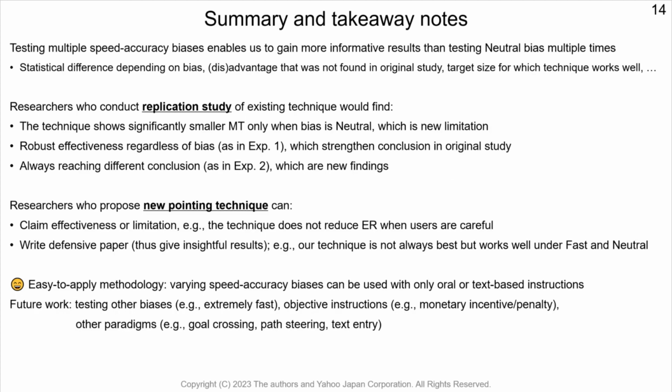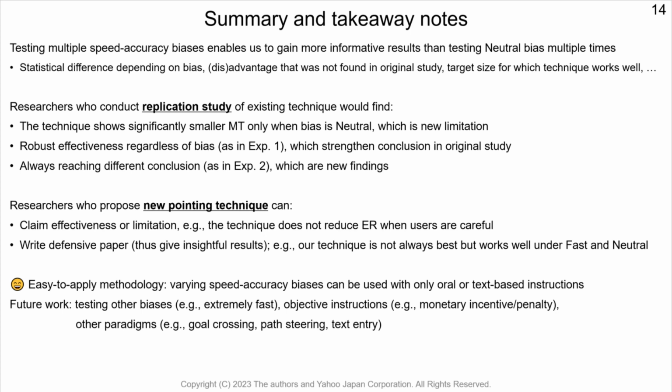To conclude this study, we showed that testing multiple biases enables us to gain more informative results than using only one bias. For researchers conducting a replication study, they would find a new limitation of an existing technique. They would find that the technique is effective regardless of the given bias, or they would always reach a different conclusion from the original study.